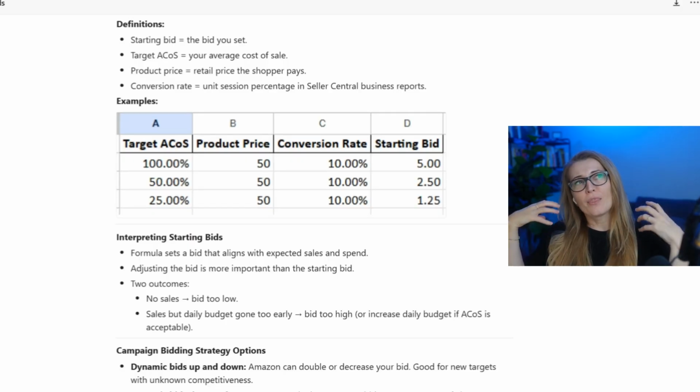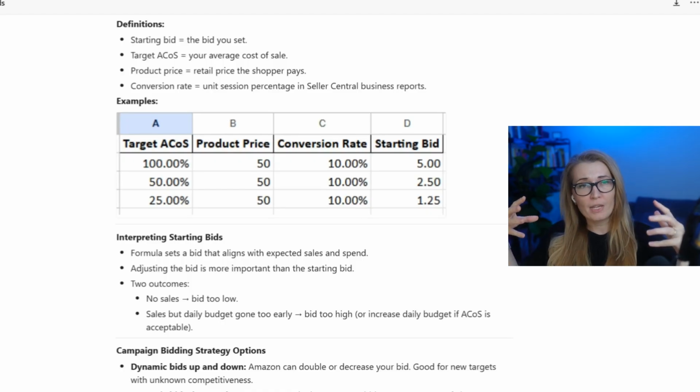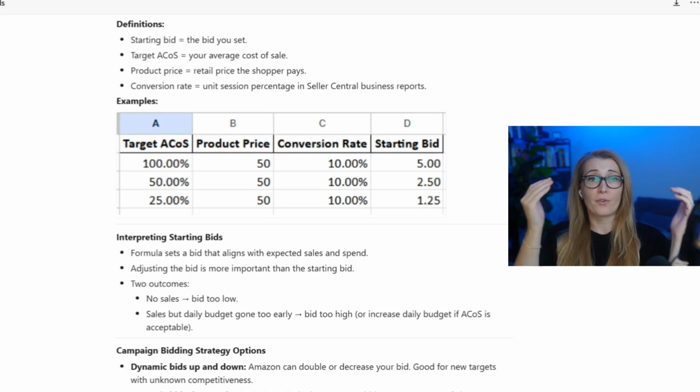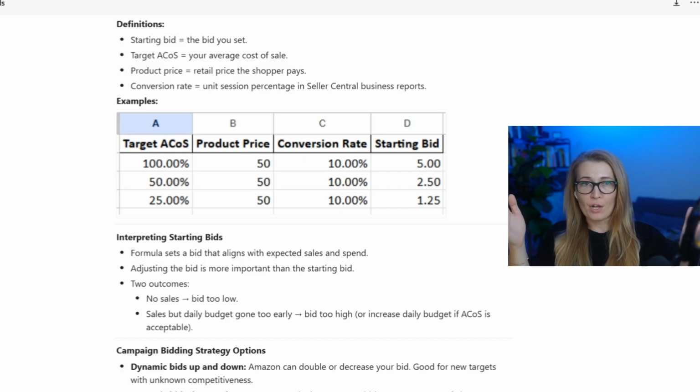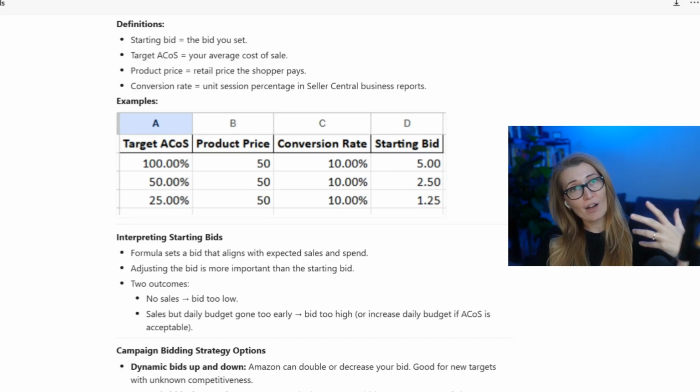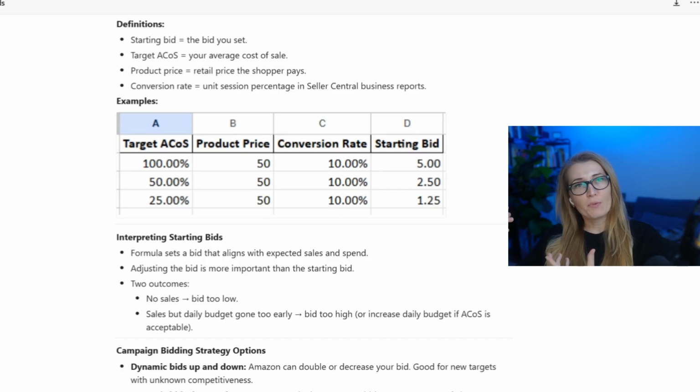But basically, the main core thing is that it really depends on the strategy behind the campaign. So for example, it can be a ranking campaign where it's okay for us to have even 100% ACOS because we know that organically we're going to rank for certain keywords and it's okay for us to pay 100% ACOS.